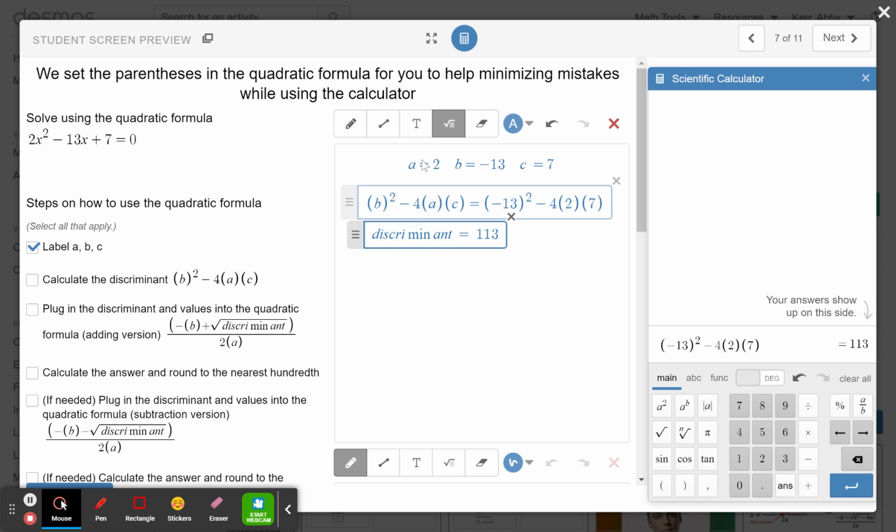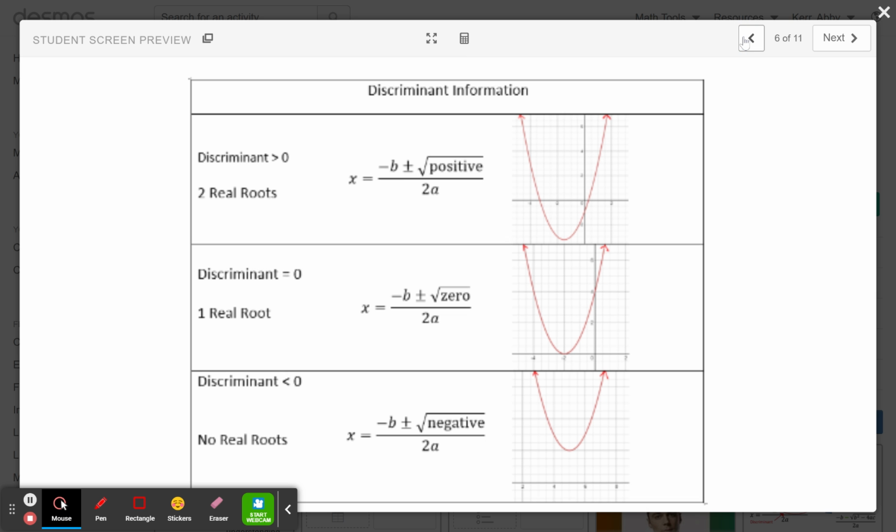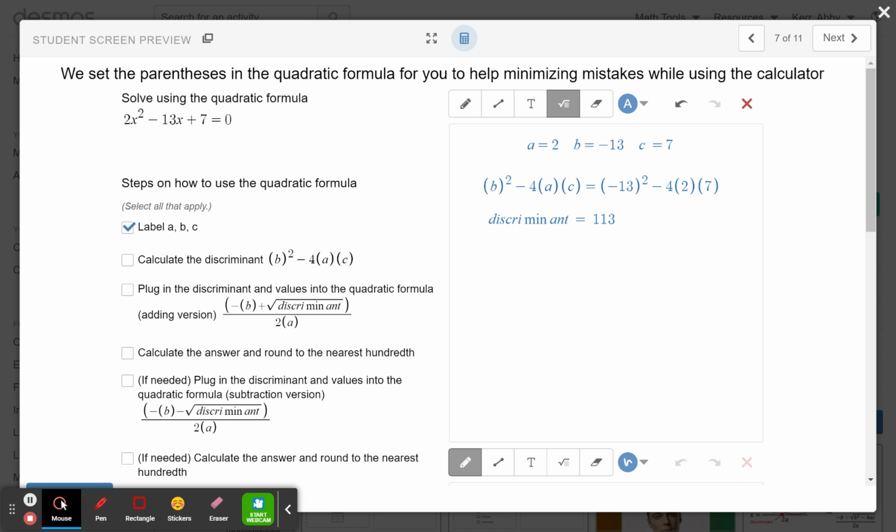equals 113. Now, if you look back on slide 6, it's a positive number under here. So that means I'm going to get 2 answers. So now I'm going to plug it in. I like to hit the division bar first. Negative, and then the negative 13. It's always going to be the opposite.